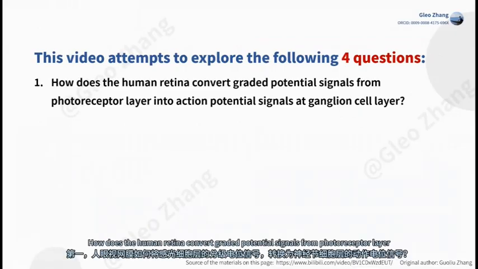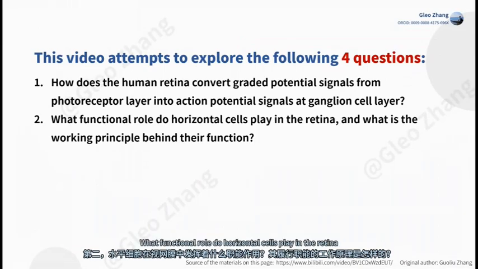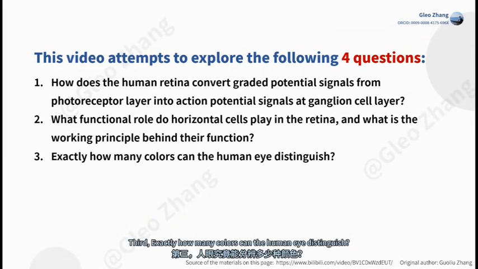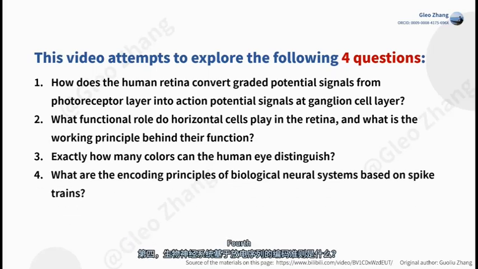First, how does the human retina convert graded potential signals from the photoreceptor layer into action potential signals at the ganglion cell layer? Second, what functional role do retinal cells play in the retina, and what is the working principle behind their function? Third, exactly how many colors can the human eye distinguish? Fourth, what are the encoding principles of biological nervous systems based on spike chains?